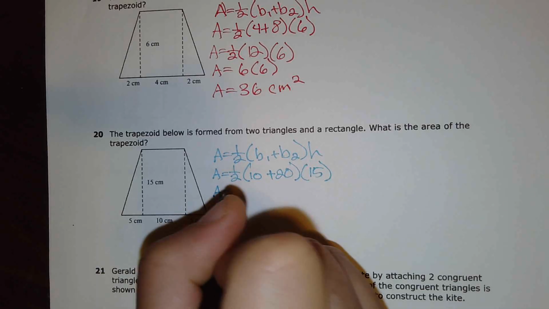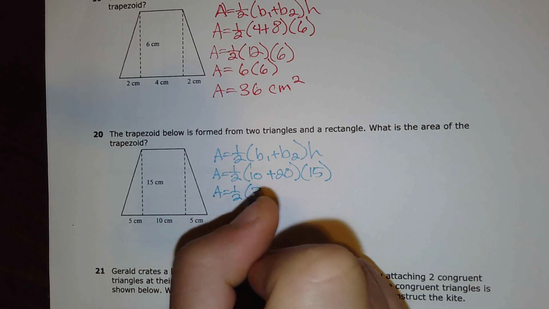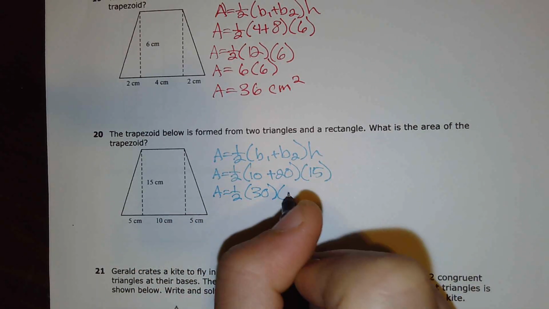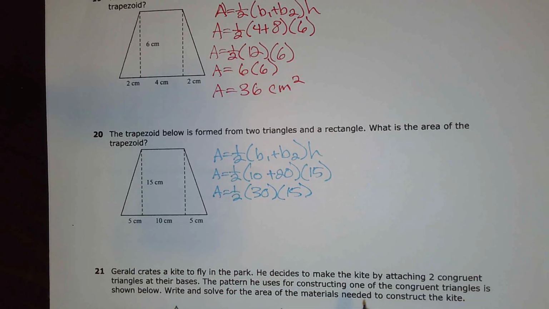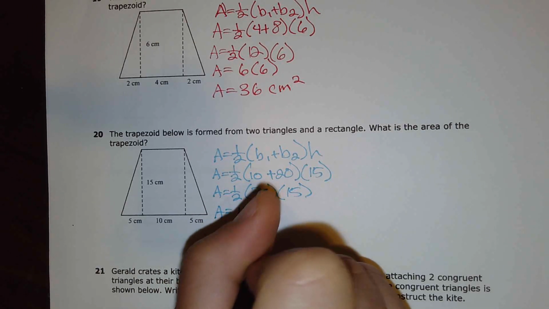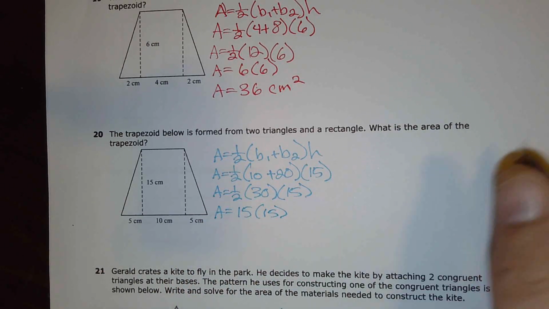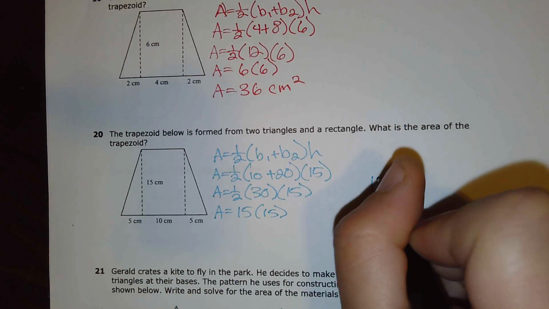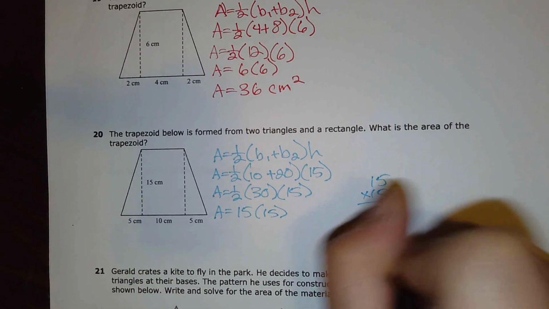All right, let's keep going. 1/2 times 30 times 15. Okay, half of 30 is 15. So now we have 15 times 15. And that's not hard. We'll do that as well. 15 times 15.